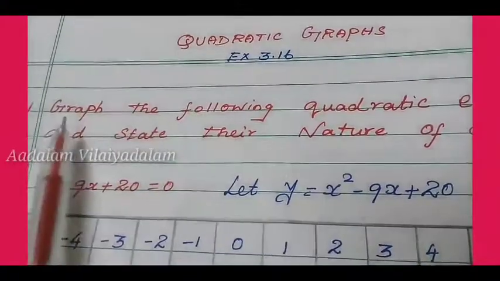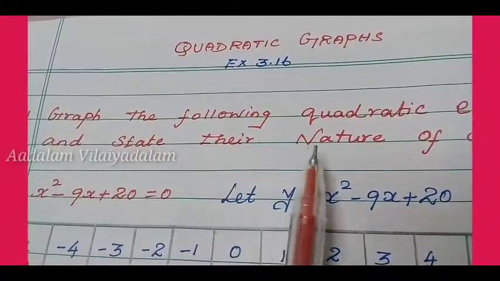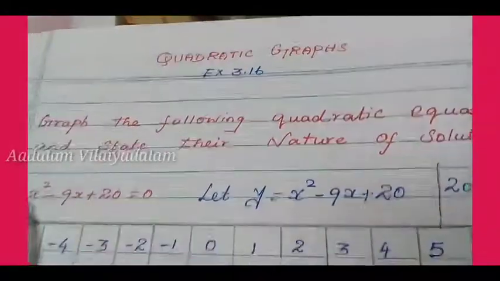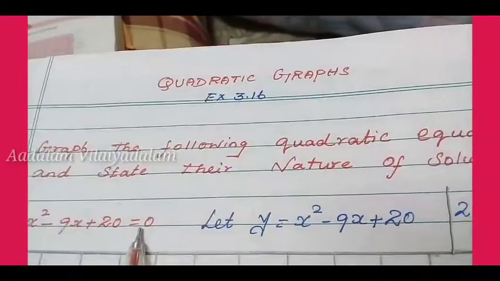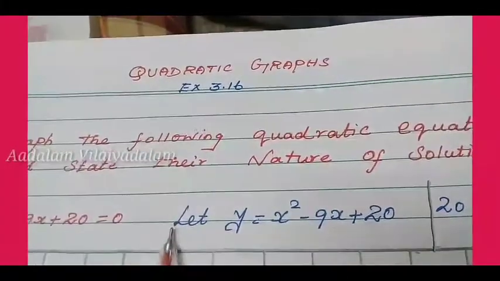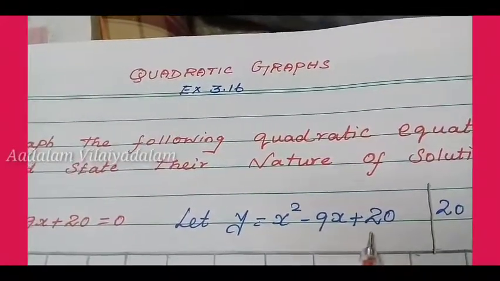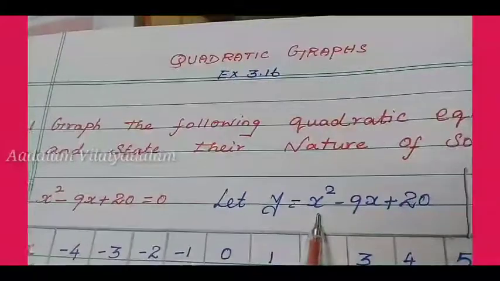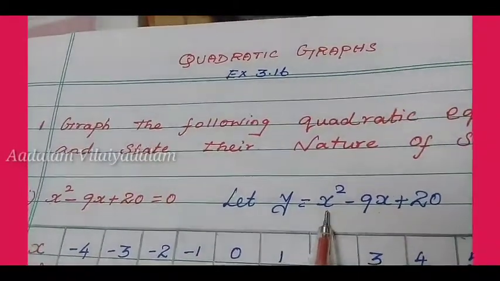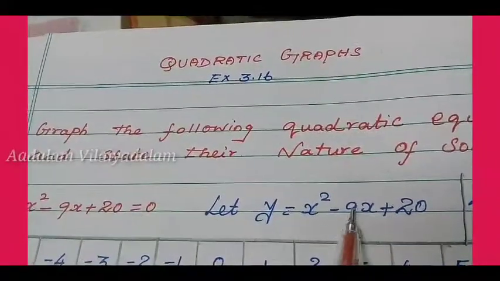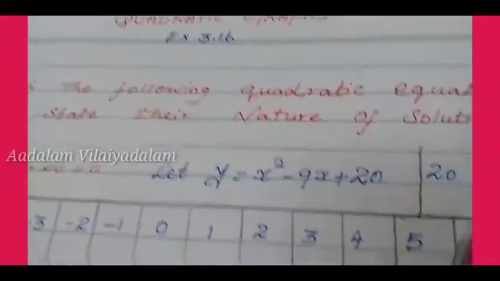The first question: graph the following quadratic equation and state the nature of the solution. x square minus 9x plus 20 equal to 0. First we have to let y equal to x square minus 9x plus 20. We know how to solve the quadratic equation using the factorization method. Here the sum value is minus 9 and the product is 20. So the roots are minus 5 and minus 4.